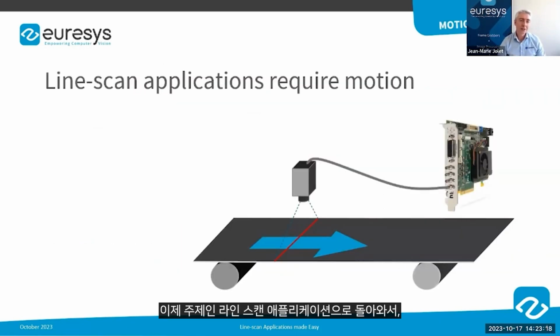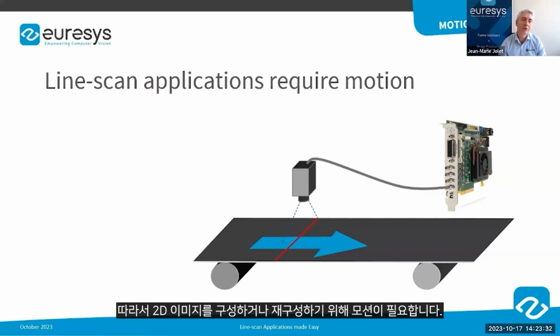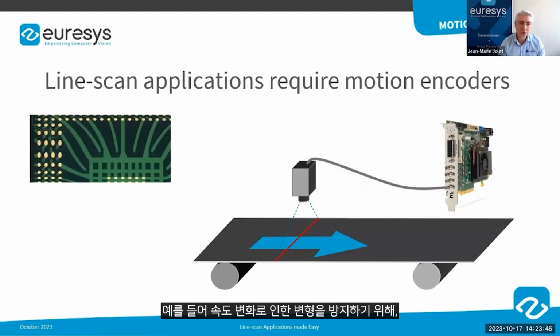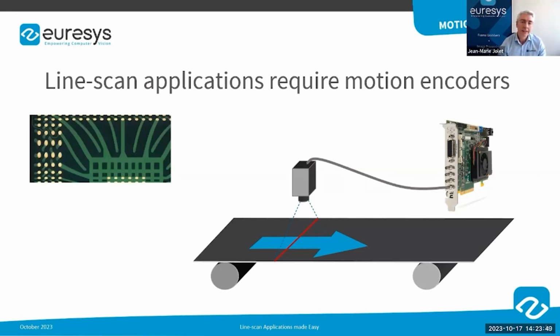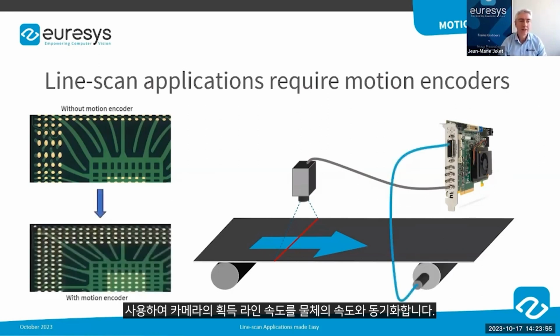Now back to our subject, the line scan application. I will start with a little bit of basics about line scan acquisition. A line scan camera outputs one line at a time, so the reconstruction of a 2D image implies motion. Typically, it is the object or the web which is moving under the camera. To avoid deformation due to speed variation, for instance, line scan applications usually rely on motion encoders to synchronize the acquisition line rate of the camera with the speed of the object.